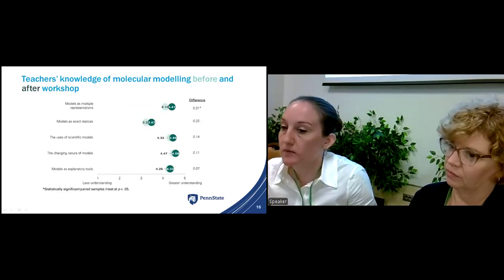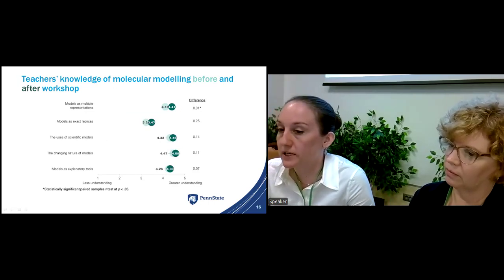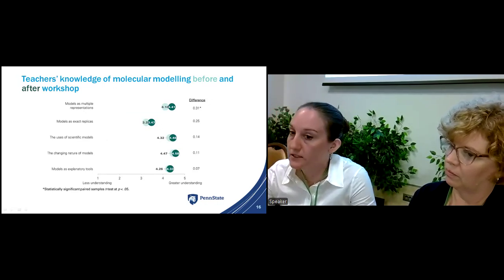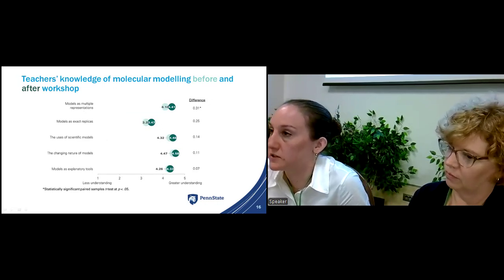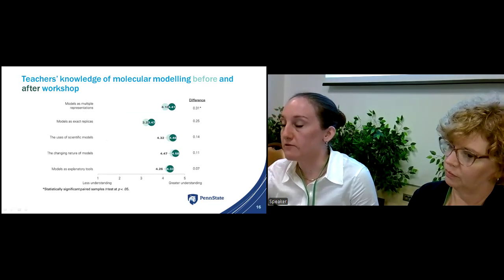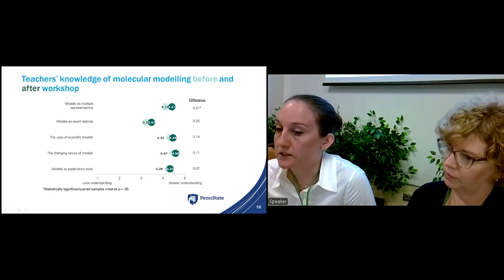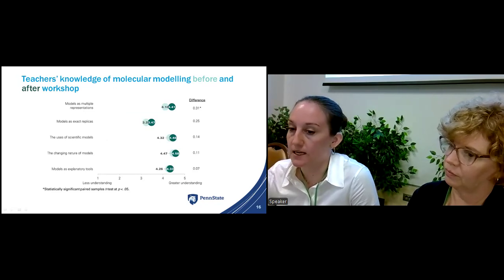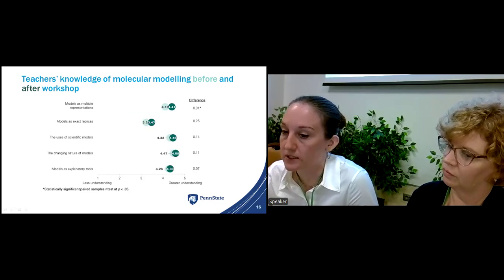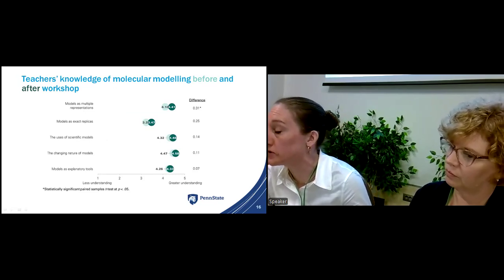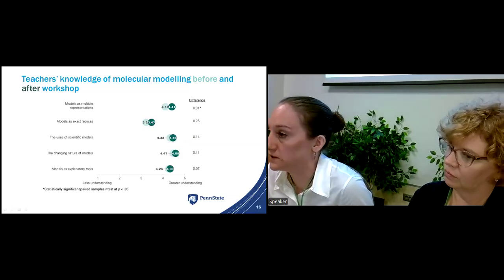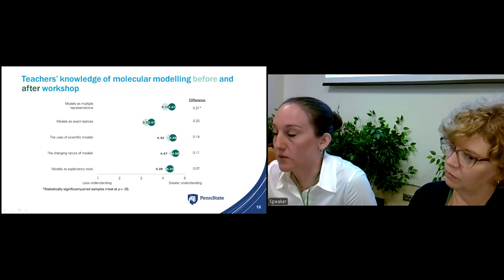And then at the beginning of the workshop, we gave a pre-test and a post-test that tested their knowledge on modeling, and we used a modified version of the Students Understanding Modeling Survey. And so that survey looks at 5 different domains in modeling. So models as multiple representations, models as exact replicas, the use of scientific models, the nature of models, and models as explanatory tools. And in all 5 domains, we saw growth, but the only one that was statistically significant was models as multiple representations.